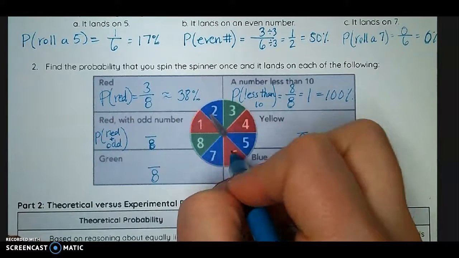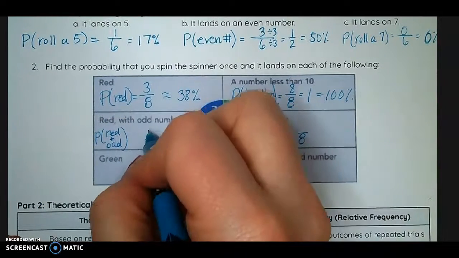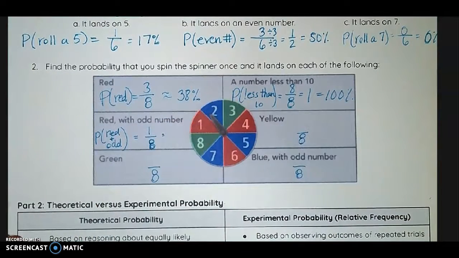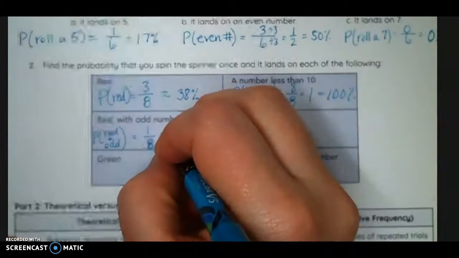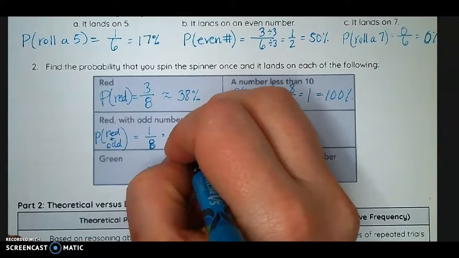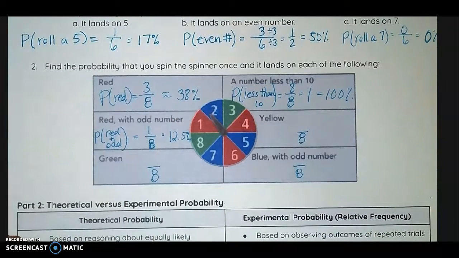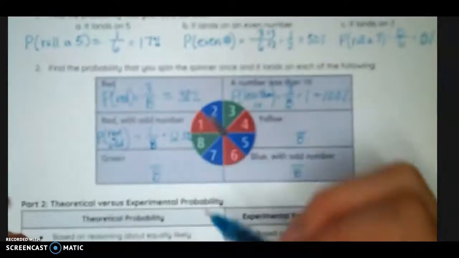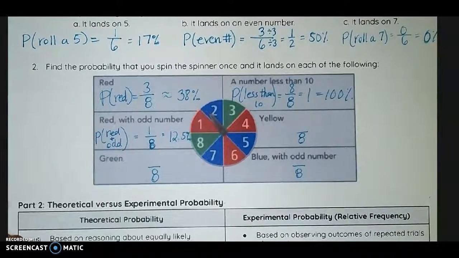So I look at just my red spaces, only one of them has an odd number. And that is a 12.5% chance then of that occurring. Now sometimes it just wants me to leave it as a fraction, but I can also think about it as a percent or as a decimal.